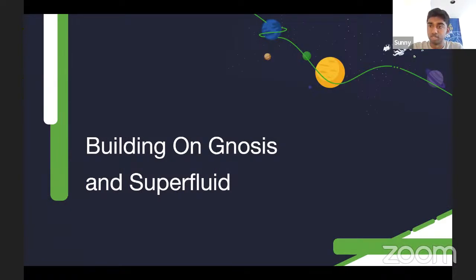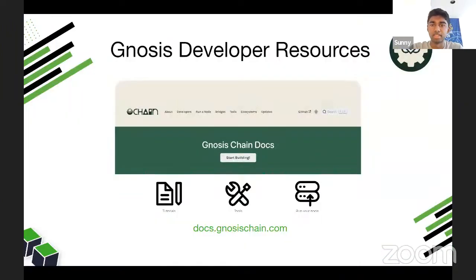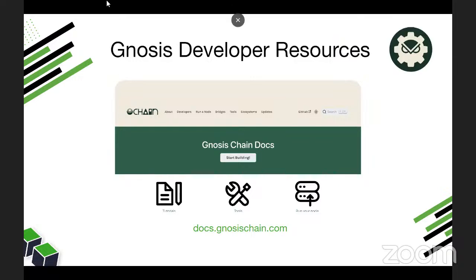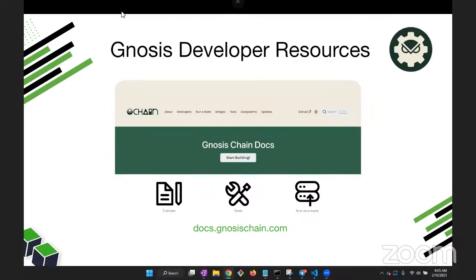Let's get into developer resources for building on top of Gnosis and Superfluid. So I'll turn it over to Stanley to talk about what Gnosis offers. Yep. So for Gnosis Chain, there's the official documentation located at docs.gnosischain.com. Inside the page, there are tutorials as well as guides on how to deploy, as well as how to write code for Gnosis. Yeah. And next slide.